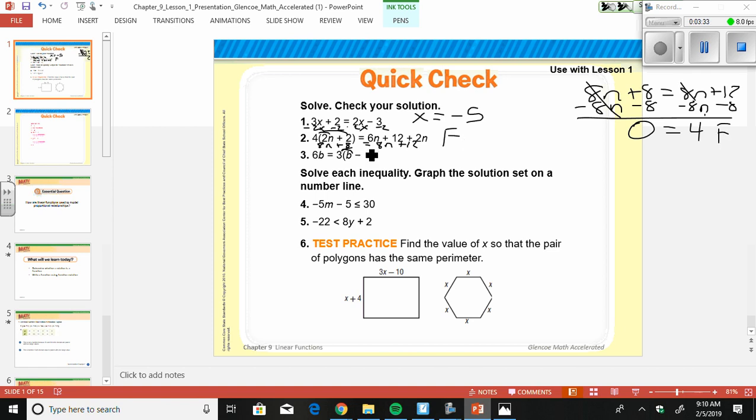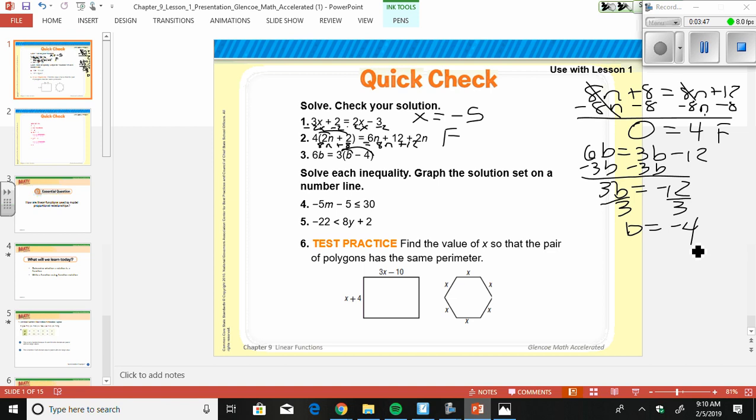I need to take that 3 through, so we get 6b equals 3b minus 12. Subtract that 3b, and we get 3b equals -12. I divide by 3, and I get b equals -4.